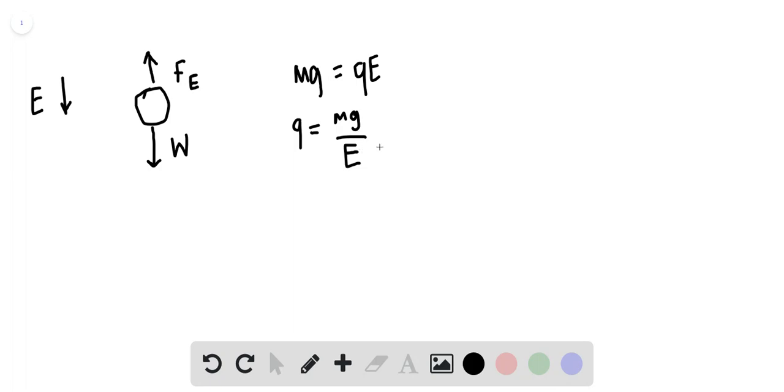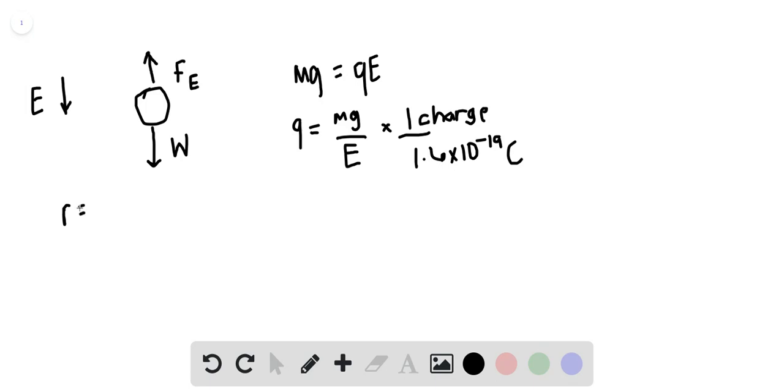And then if we want to convert it into the number of charges, we need to multiply by a conversion factor, which is one charge is 1.6 times 10 to the minus 19 coulombs. So this mg over E will be in coulombs. So we multiply by one charge divided by 1.6 times 10 to the minus 19 coulombs to get it to the number of charges. One more step is we need to get the mass.